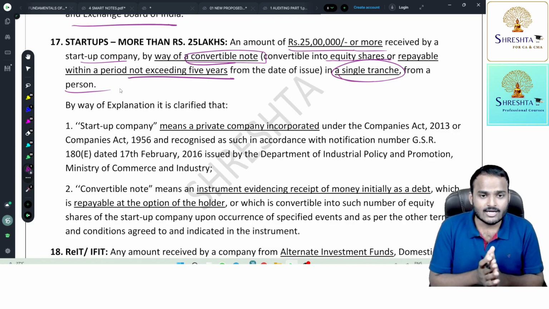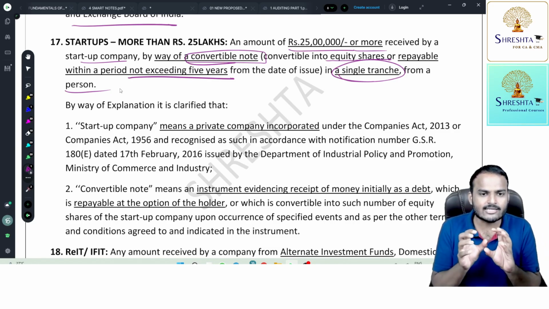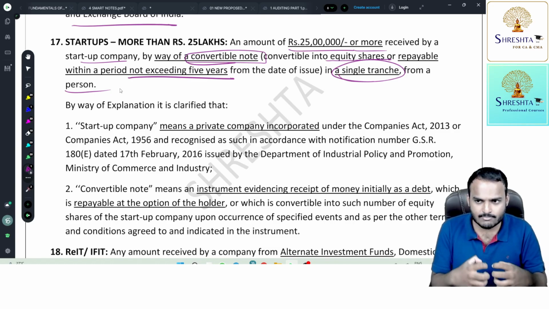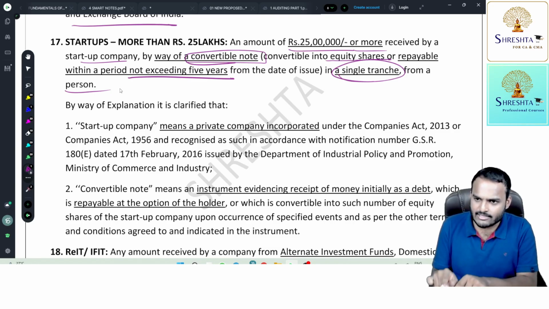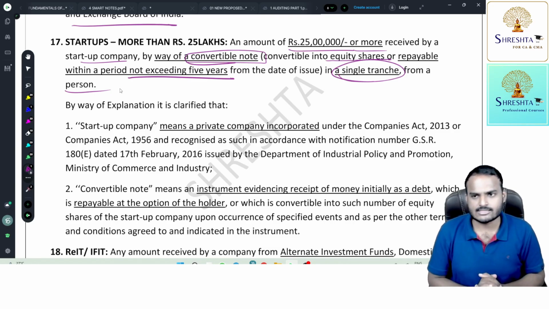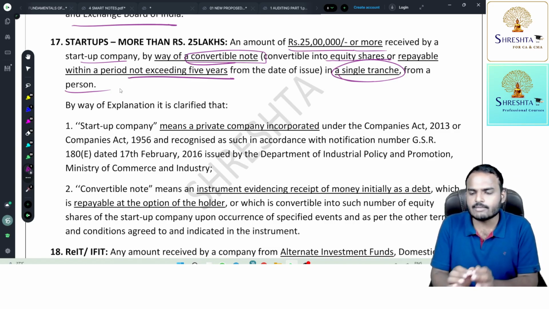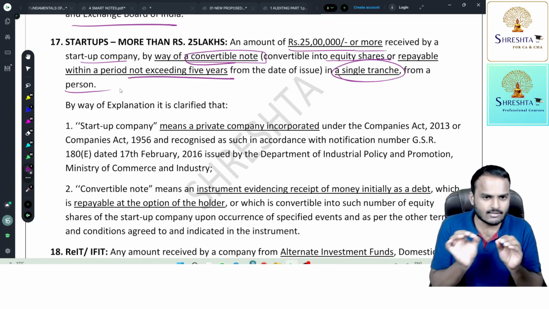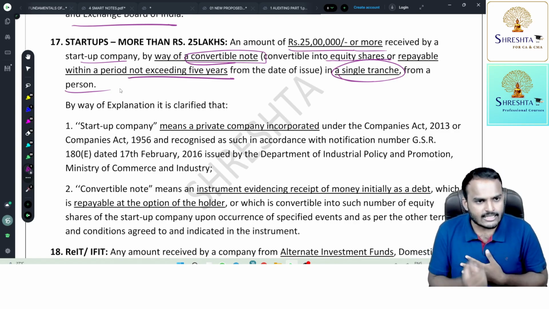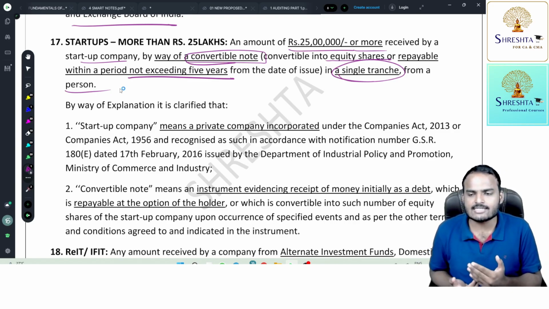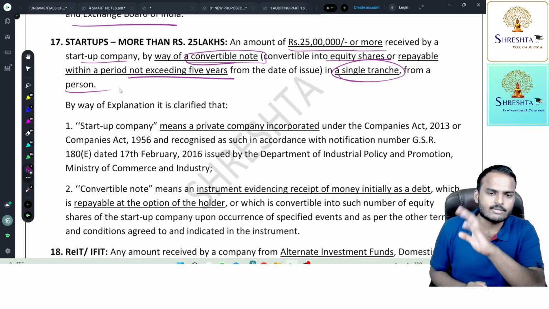Here the conditions are very high in number. Just see, two conditions are to be satisfied. One is single tranche. That means under a single transaction, the startup company should receive 25 lakhs. This money should either be repaid within 5 years or be convertible into equity within 5 years. If either of these conditions is satisfied, then it is not a deposit. Suppose, sir, under a single transaction I received 30 lakhs, but I want to convert them after 6 years. Now it is a deposit. I want to repay them after 6 years. Now also it is a deposit.